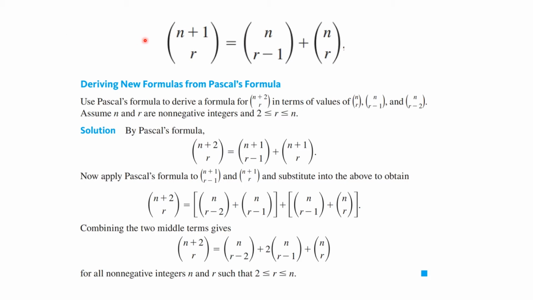Recall from last time Pascal's formula: n plus 1 choose r is the sum of n choose r minus 1 plus n choose r. We will use that a lot in this lecture. We can use Pascal's formula to derive new formulas.